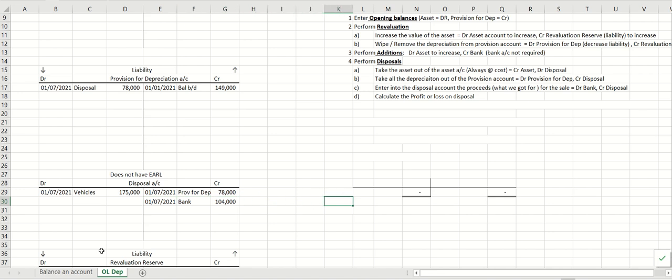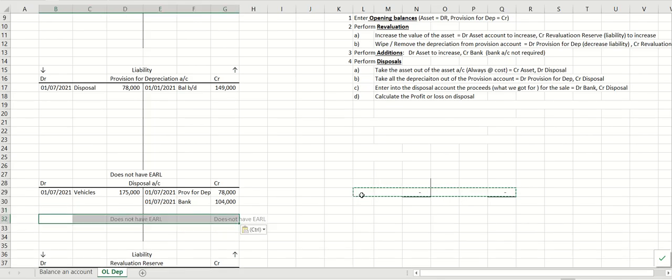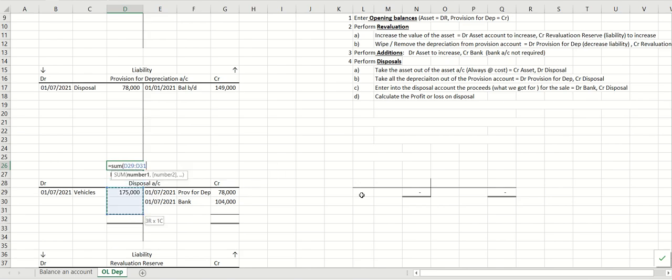So now I must go down to my disposal account. I've put in the cost, I've put in the depreciation, I've put in what I got for it, and now I just need to balance that account. Okay, so we're going to follow our normal steps for balancing the account. So we're going to add up both sides and decide which side is the biggest. We did this in the earlier video. Add up both sides, decide which side is the biggest.